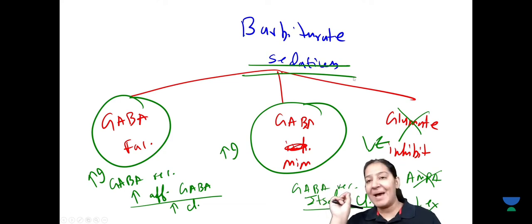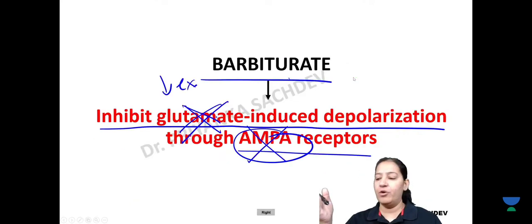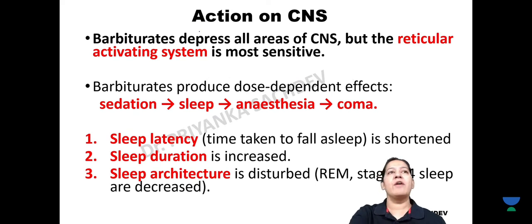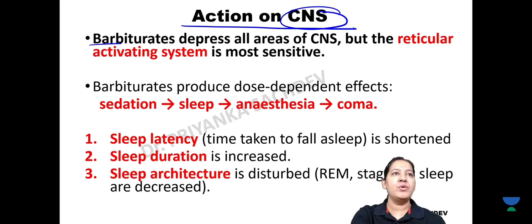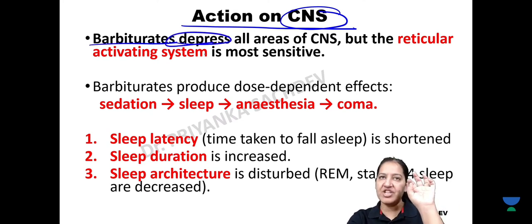This is the best and the simplest explanation in the world I can give you of the mechanism of action of barbiturates. Okay, if you got it, coming on the next heading. What are the actions on CNS? Who will give the summary? As I've told you, in the brain, barbiturate is causing depression by three mechanisms: GABA facilitatory action, GABA mimicry action, and glutamate inhibition action.